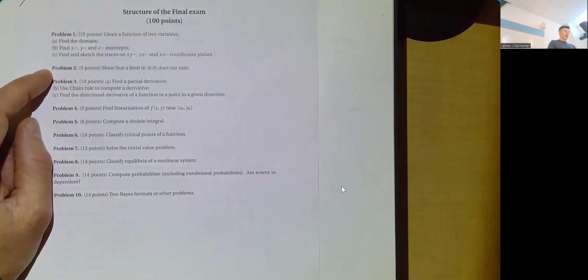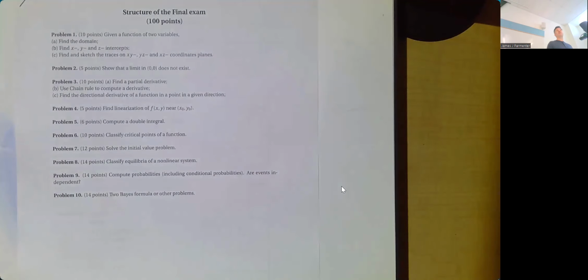Show the limit does not exist, right? She's telling you it's not going to exist. You just have to show it. So how do we do that? How do we show a limit doesn't exist typically for a function of two variables? Right, because I say two paths, not two points.